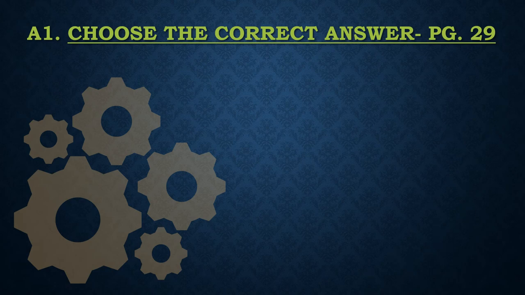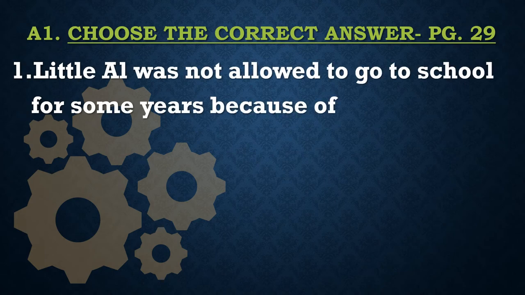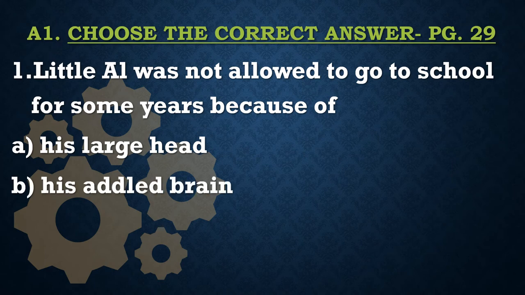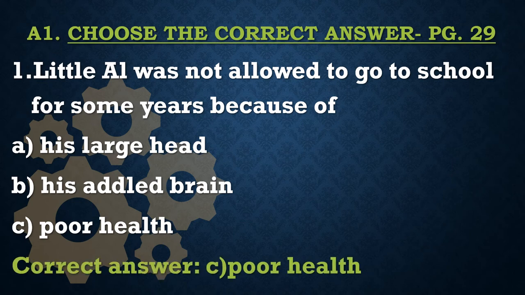In the next part, we have exercise A1. So let us recap exercise A1. That is, choose the correct answers on page number 29. Little Al was not allowed to go to school for some years because of, the options are, his large head, his addled brain, poor health. And the correct answer is poor health.